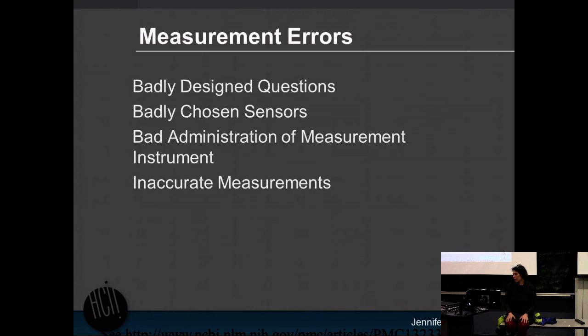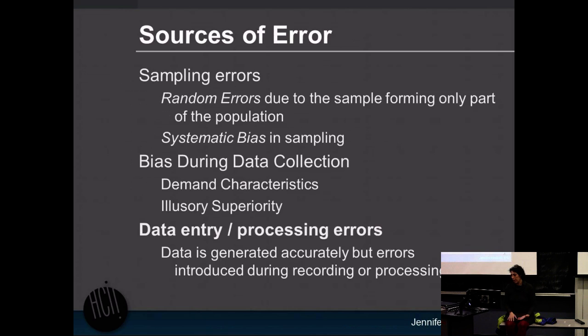Another thing that you have to consider is measurement errors. Badly designing questions or badly choosing the wrong sensor to get the information that you want to get, bad administration of a measurement instrument or bad placement of a sensor, and inaccurate measurements are all places this can come out. And then finally, we can see errors occurring in data entry and processing. There are all sorts of ways this can play out, from a form, if a human is doing any translation of the data, to an algorithmic error in which you accidentally zero out some part of your data set without realizing it, right? There are all sorts of places where those kinds of errors can come up too.